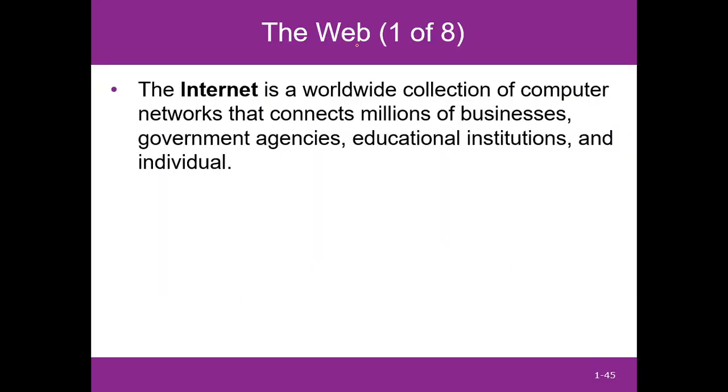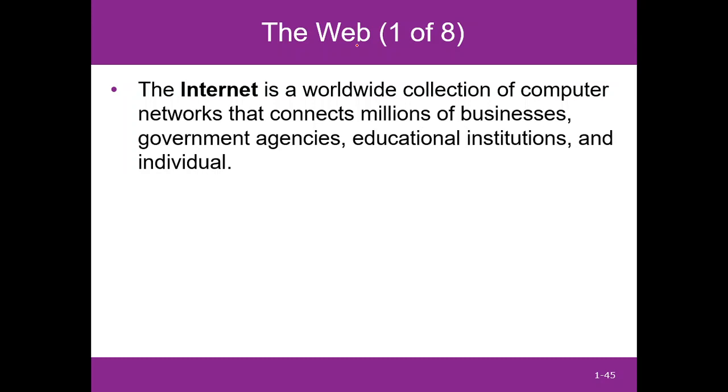Next, we'll talk about the internet and the web. So these two things are definitely different. The internet is basically a worldwide collection of computer networks. Computer networks are formed when two or more computers are connected with each other and can communicate with each other. And the internet is a global collection of computer networks. Millions of computer networks are connected with each other through the internet. That is the internet.